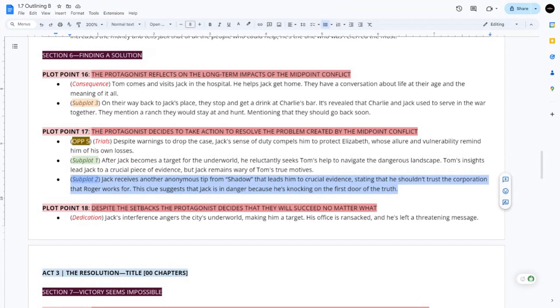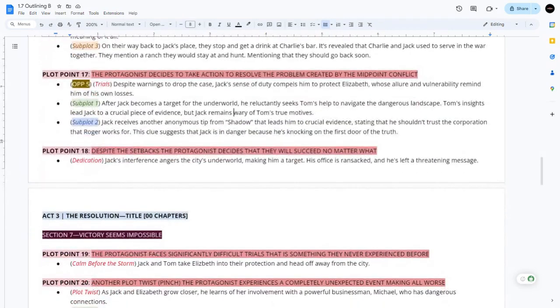Jack receives another anonymous tip from Shadow that leads him to crucial evidence, stating that he shouldn't trust the corporation that Roger works with. This clue suggests that Jack is in danger because he's knocking on the first door of truth. So it's reiterating and pushing the fact that something's up with Roger, which brings us to the last beat of Act 2.